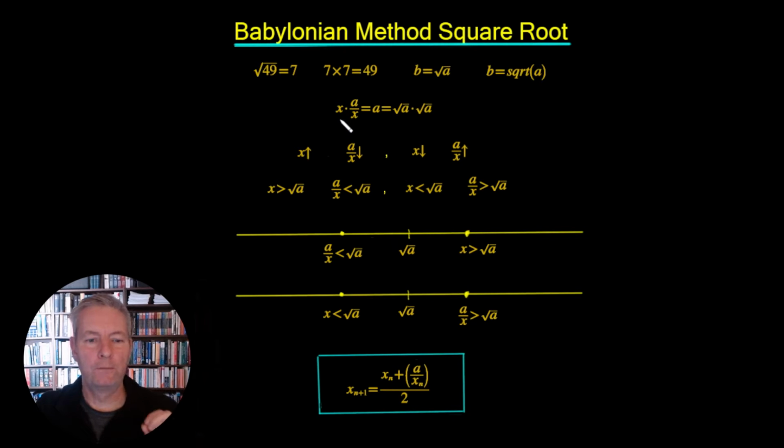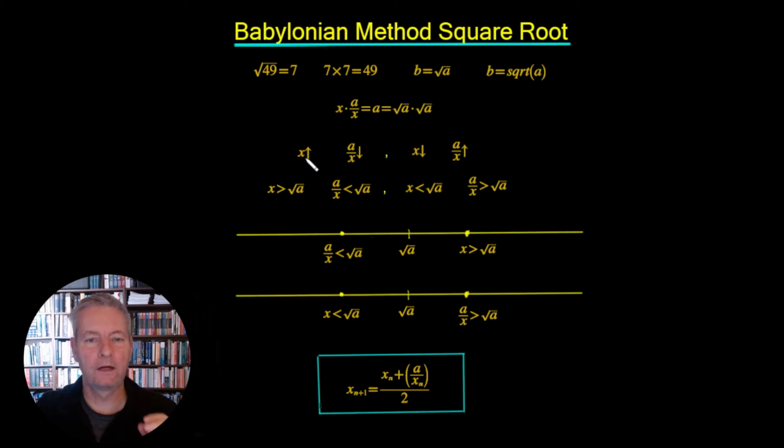Now, the simple point here about the Babylonian method is that if this value for x was to go up, then in order for this equality to hold, the value of a upon x must go down. So there's nothing new in that, it's what the equality sign means in mathematics. Equivalently, if the value for our x was to go down, then in order for the equality to hold, the value of a divided by x must go up.